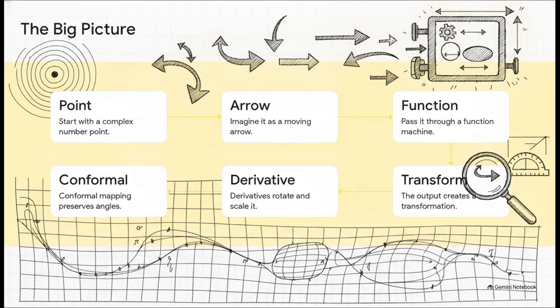Just take a step back and look at the crazy journey we've taken in this explainer today. I mean, we literally started with a simple, static, complex number. We imagined it coming to life as a moving arrow. We fed it into a function machine just to watch it transform. We used a derivative to dictate exactly how to scale and rotate it. And finally, we zoomed all the way out to witness the grand, shape-shifting masterpiece that is conformal mapping.